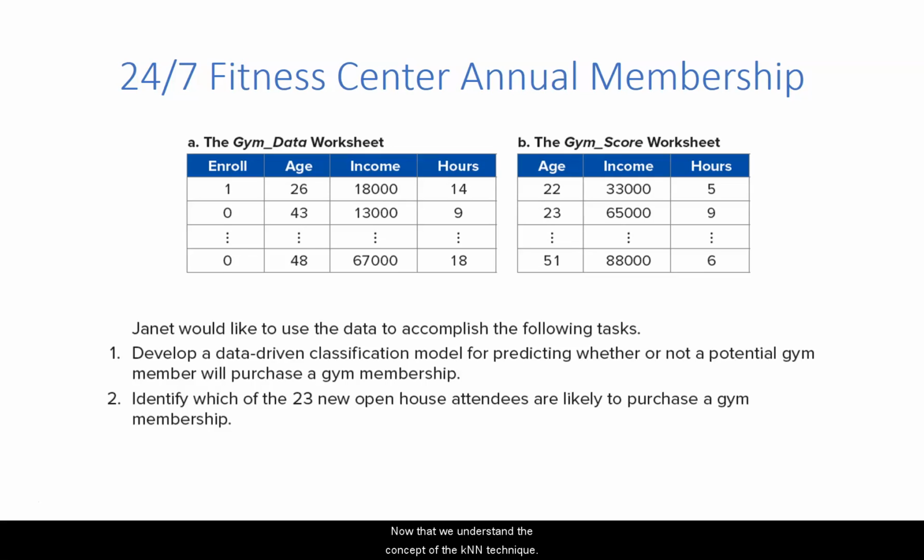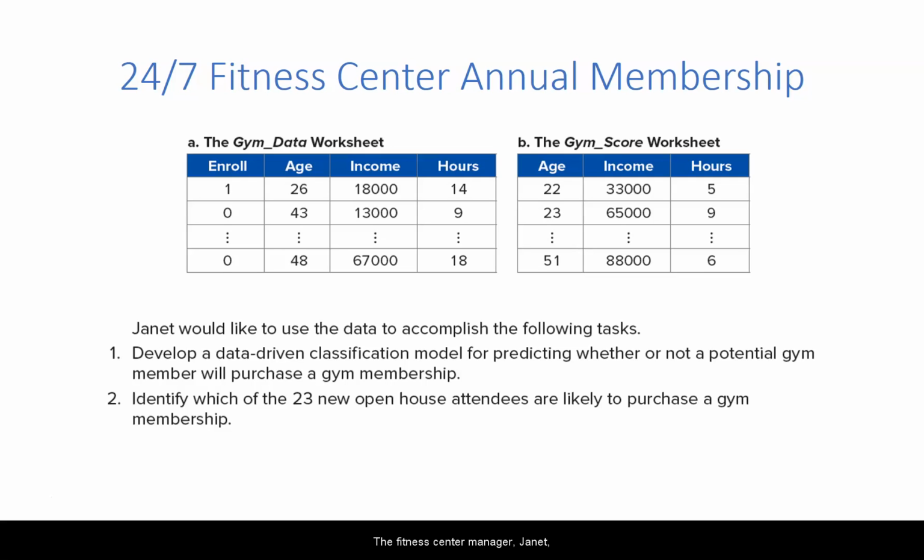Now that we understand the concepts of the KNN technique, let's apply it to a practical problem. In this case, a fitness center, 24/7 fitness center, is trying to predict which of its open house visitors are likely to sign up for an annual gym membership. It has a data set that has data on past open house attendees. The variables include their age, income, number of hours spent exercising every week, and whether they end up enrolling in an annual membership or not.